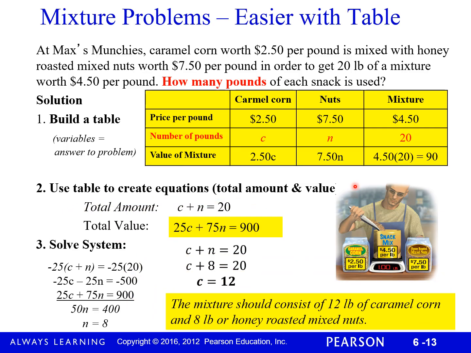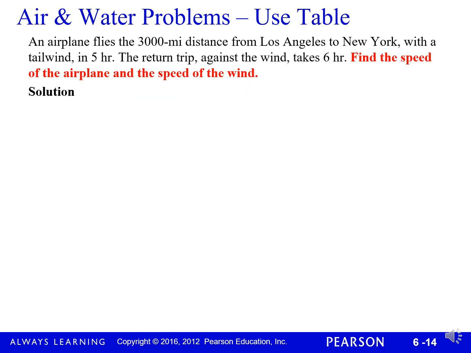All right. So when you're dealing with mixtures, each of the things that you're mixing, or the column headings, usually has a cost. Again, remember always your variables are based upon what the question is. So in this case, C is the number of pounds of caramel corn, N is the number of pounds of nuts. All right.